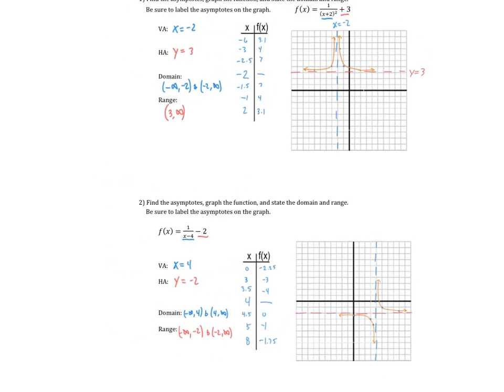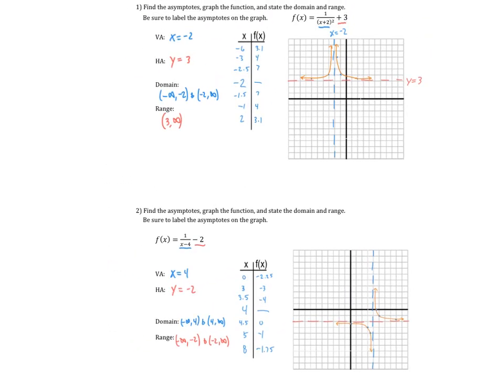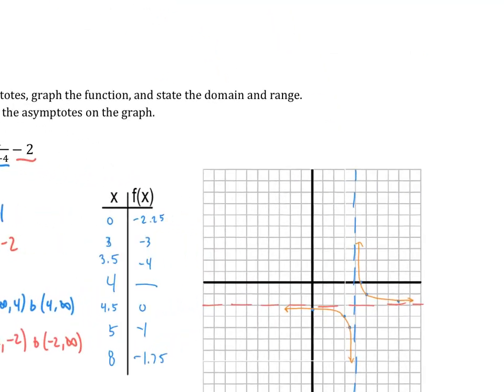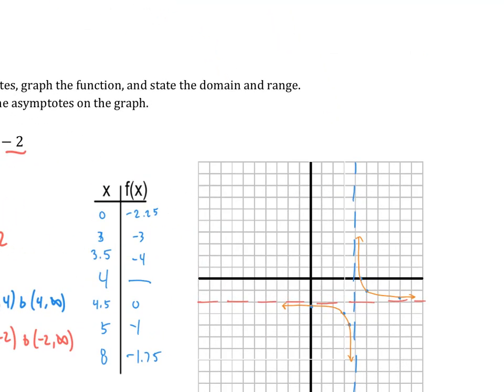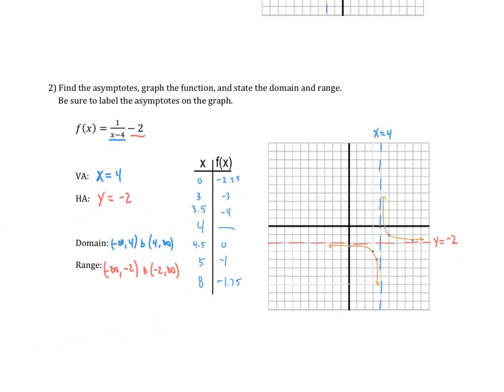Oh, I forgot to label my asymptotes. Look at that. Make sure I do that. So that would be x equals 4, and then y equals negative 2. Again, I will be looking for that from you guys. Alright, looks like this page is all done now.